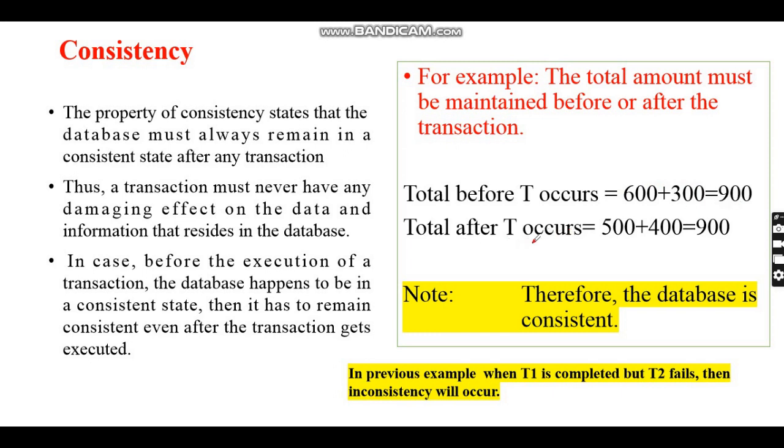Total after T occurs, after the execution of the transaction, A is having 500 and B is having 400. Total is 900. Note, therefore the database is consistent. In the previous example, when T1 is completed but T2 fails, then inconsistency will occur, definitely. Okay? So this is the concept of consistency.